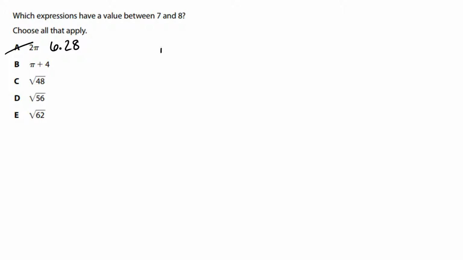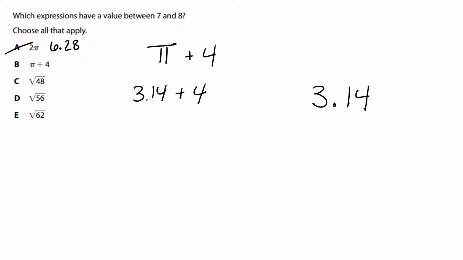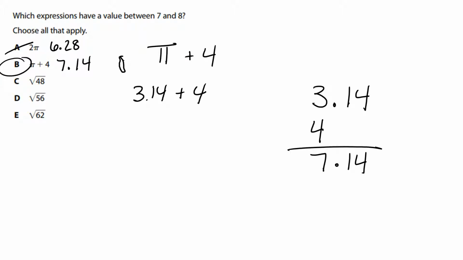Looking at letter B, we have the pi symbol again, plus 4. So again, pi is 3.14, and we're going to do plus 4. When we are adding decimals, we have to line up the decimal points. So 3 and 4 are the whole numbers. The decimal point 14 stays the same. 3 plus 4 is 7. So that would be 7.14. That is between 7 and 8, and so B is a correct answer.